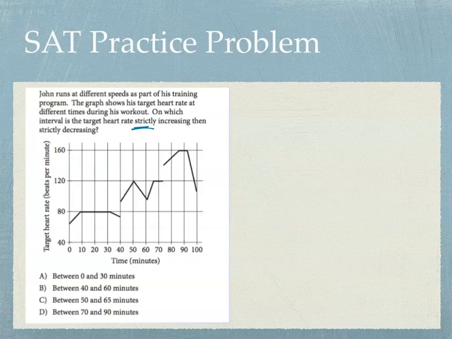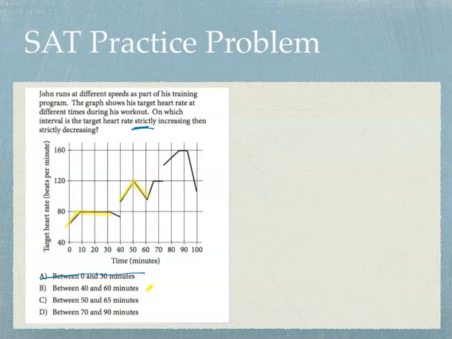So between 0 and 30 minutes, let's see what John's heart is up to. Between 0 and 30 minutes, I go up, I stay flat, and I don't decrease at all. So that's not an option. Between 40 and 60 minutes, I go up only, and then I go down only. That's promising. Let's double check the others.